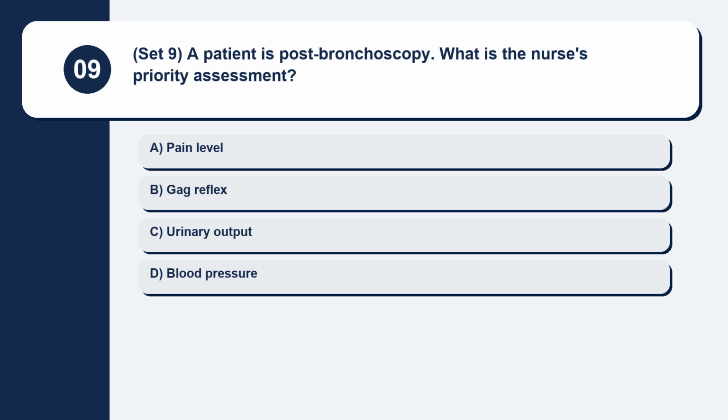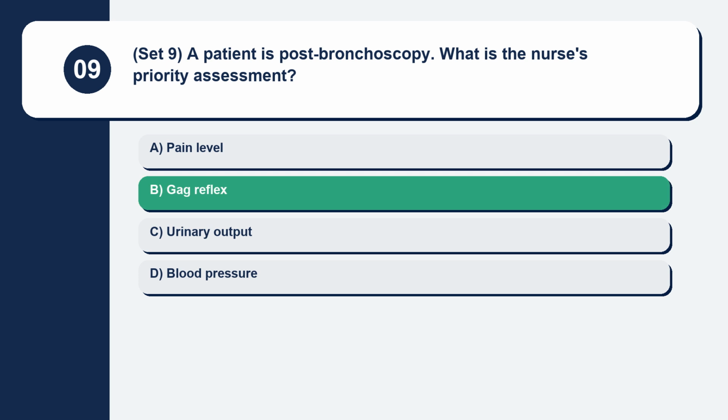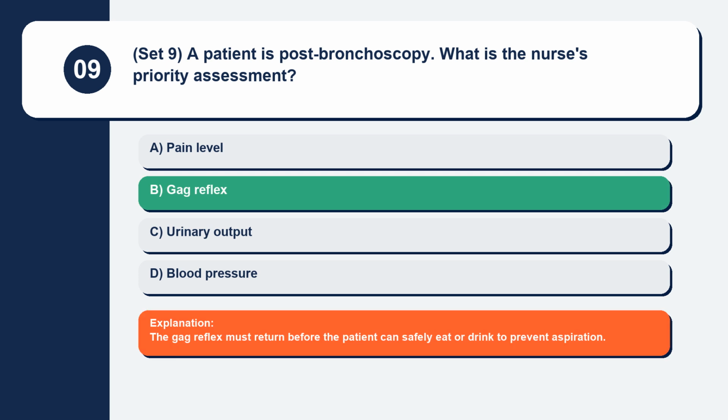Question 9, Set 9. A patient is post-bronchoscopy. What is the nurse's priority assessment? Pain level, gag reflex, urinary output, blood pressure. The gag reflex must return before the patient can safely eat or drink to prevent aspiration.